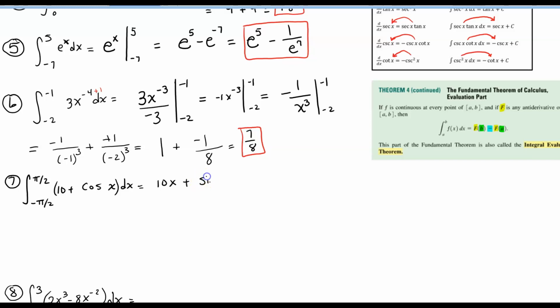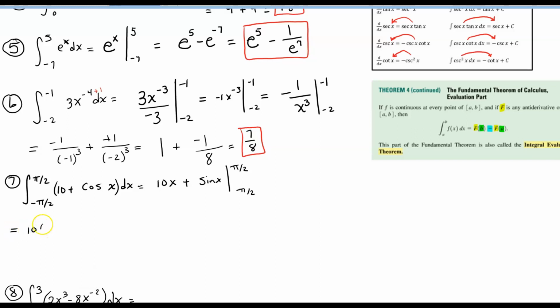It's just sine of x. And so now I've got this, and I evaluate it all from negative pi over 2 to pi over 2. And this is why having that unit circle memorized is so important. So let's go ahead and see what that looks like.